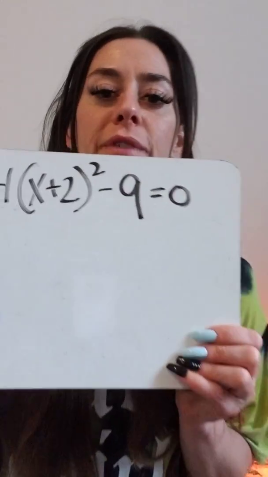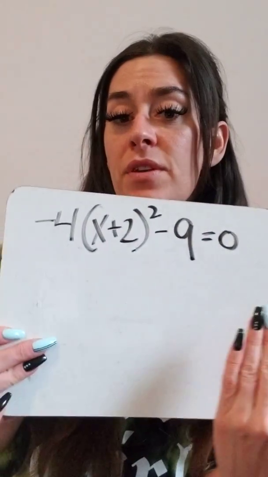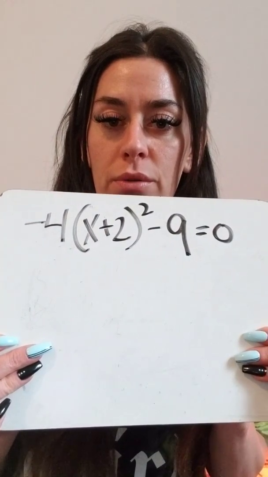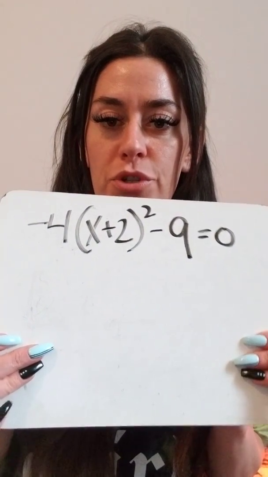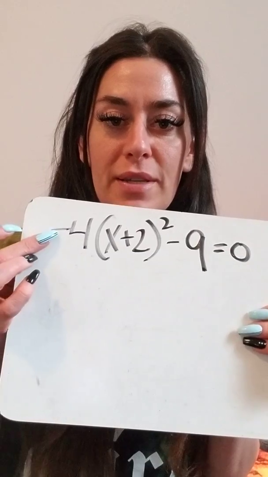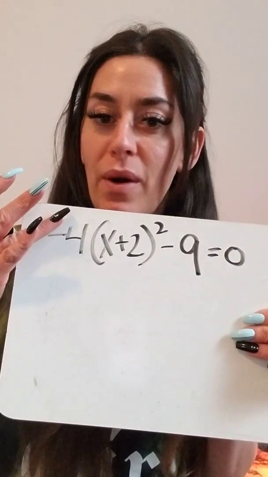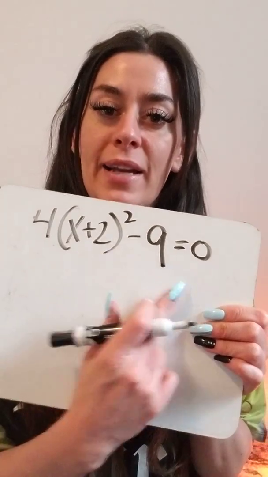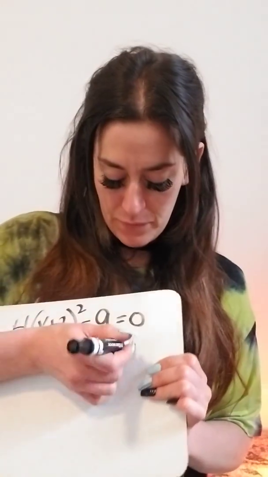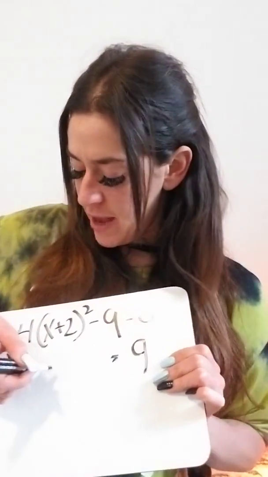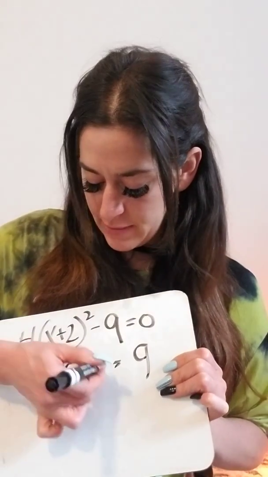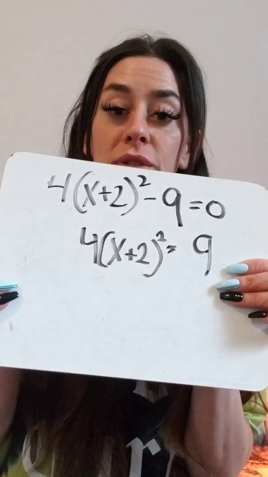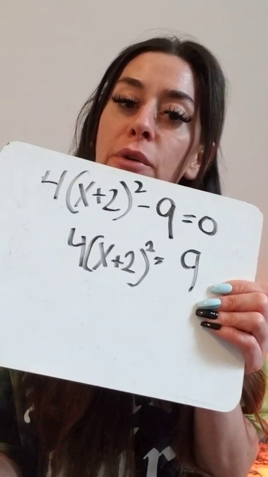All right, we're going to follow the same steps, and any of this that you can do in your head, please go ahead and do that. Shoot. Let me change this. This is also going to be one that doesn't work. I'm going to make this positive 4. Okay, so I'm going to add 9 to both sides. So I have 9 over here, and then I have 4 times (x + 2) squared equals 9. Divide both sides by 4.